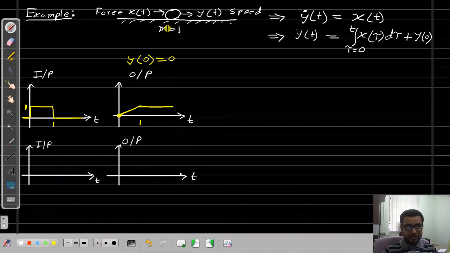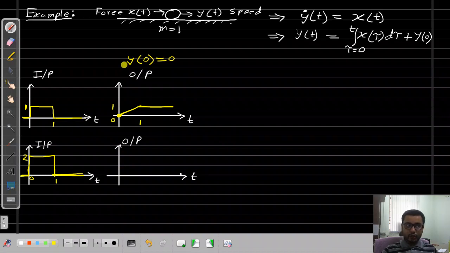Since the mass is 1, then the final speed will also be 1. Initial speed 0, final speed 1. Now let us consider another possibility, that I give the input like this. It is initially 0, then 2 and then equal to 0 again. Now how the output will look like?